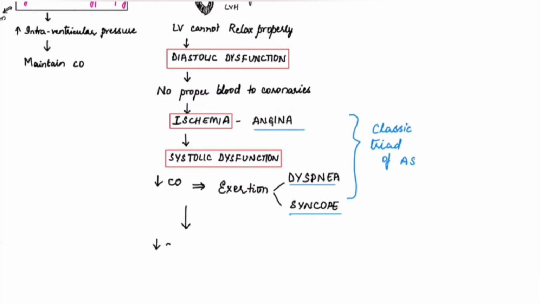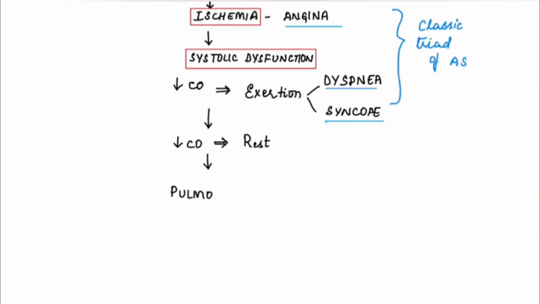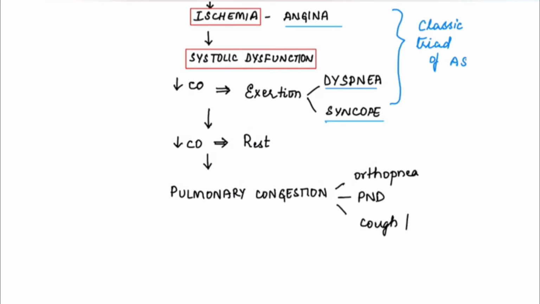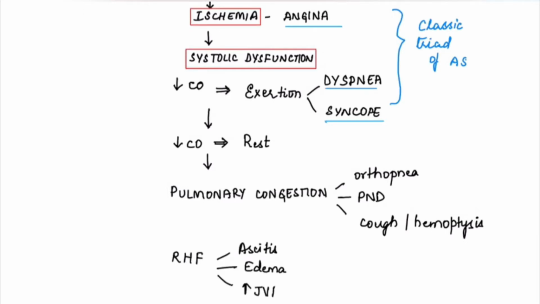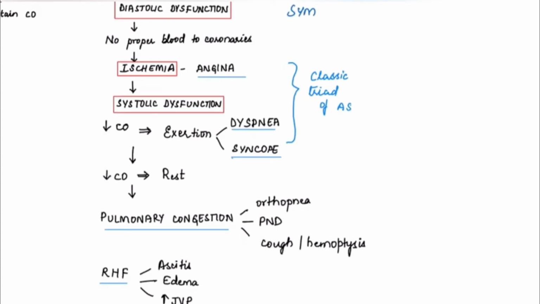Finally, due to stenosis, the cardiac output decreases even at rest, leading to backflow of blood into the pulmonary circulation and into the right heart, producing symptoms of pulmonary congestion like orthopnea, paroxysmal nocturnal dyspnea, cough, hemoptysis, and also symptoms of right heart failure like ascites, edema, and raised JVP. So, the symptoms of aortic stenosis include the classic triad of aortic stenosis, that is angina, exertional dyspnea, and exertional syncope, and then symptoms of pulmonary congestion and right heart failure.